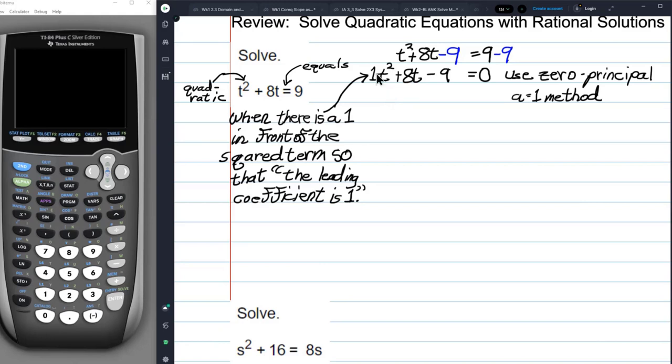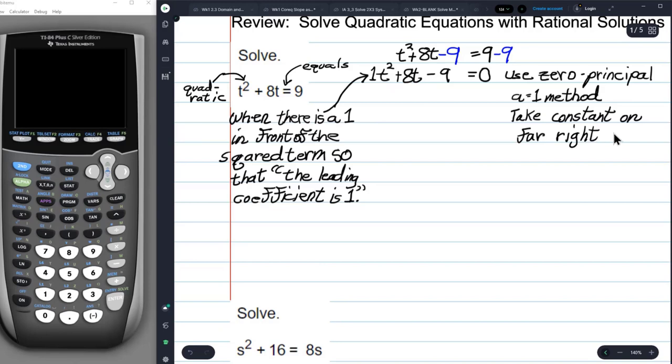So this is when that's a 1, the a equals 1 method, and here's what you do. I mean, it's nice to know what you do if there's a 1 leading coefficient. Okay, you're going to take the constant at the end. That's negative 9. A constant is a number without a variable. Take the constant on the far right, that's where it should be, if it's there at all, and factor it.